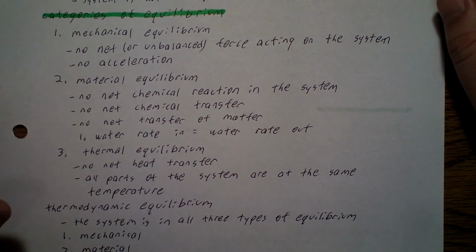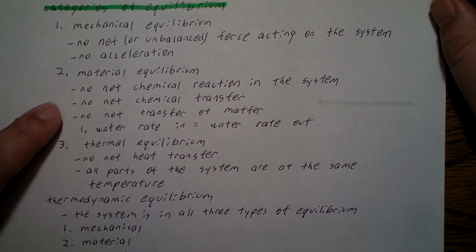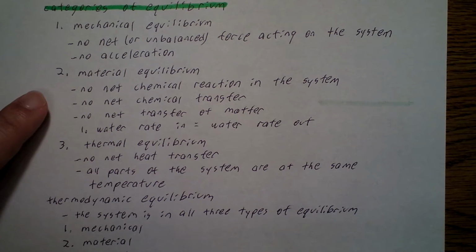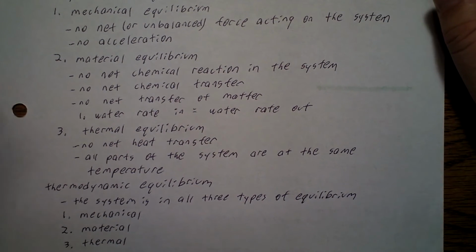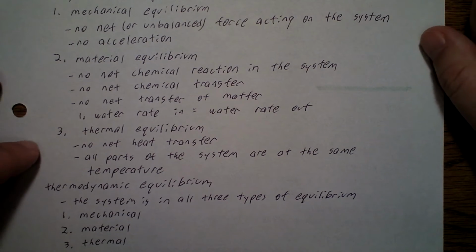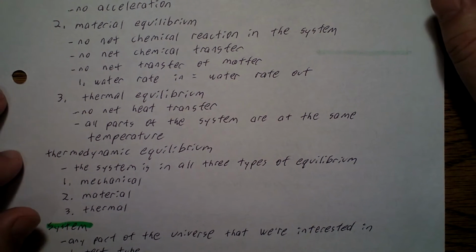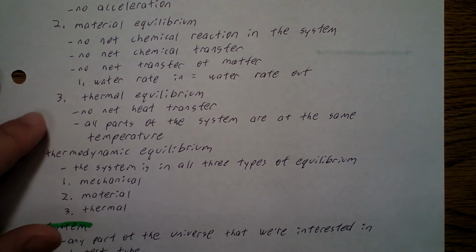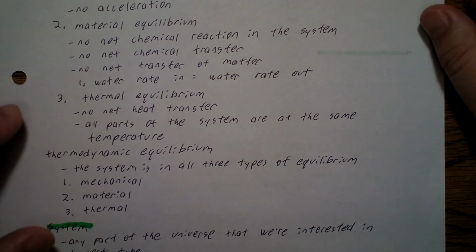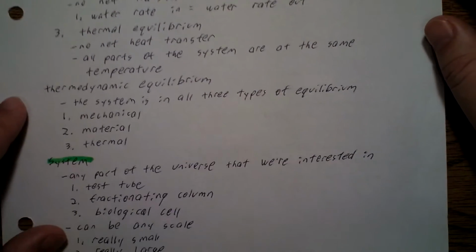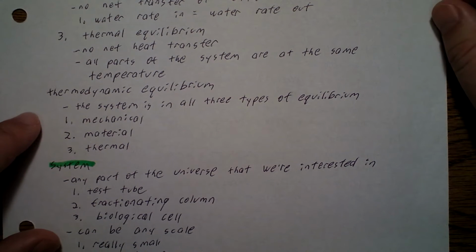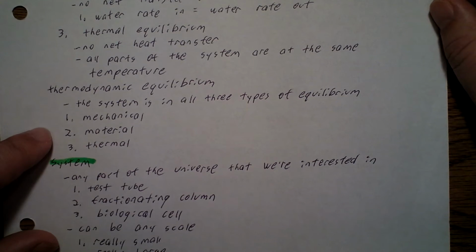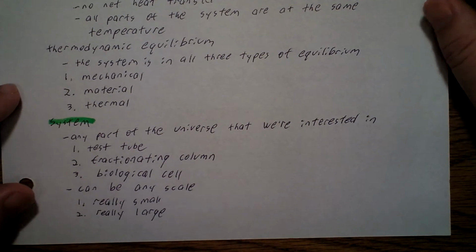The second type of equilibrium is material equilibrium. This means that there is no net chemical reaction in the system, or no net transfer of matter. You can still have matter transfers, just that the rate of the matter coming in has to be exactly the same as the matter coming out. And then the third type of equilibrium is thermal equilibrium, which means no net heat transfer, or all parts of the system are at the same temperature. Now, thermodynamic equilibrium means that the system is in all three types of equilibrium: mechanical, material, and thermal.